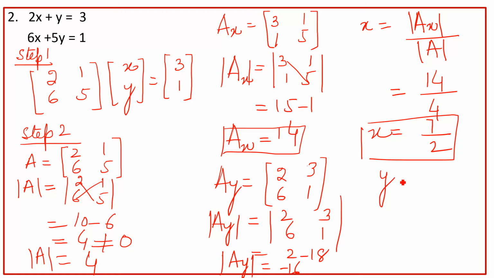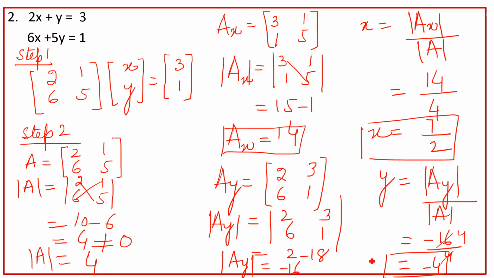Same thing, you should know how to calculate y in Cramer's rule. Ay is equal to the determinant of this. So Ay is minus 16 divided by 4, which is equal to negative 4. See, 4 one time, and 4 times 16. So the value of y is equal to negative 4, and x is 7 over 2. If you put these values in either of these equations, you will get 3 or 1 on the right hand side and left hand side. It means your answer is right.